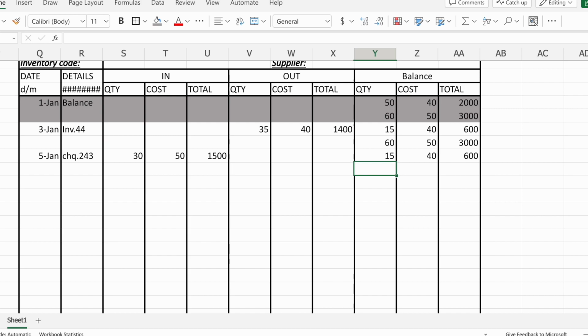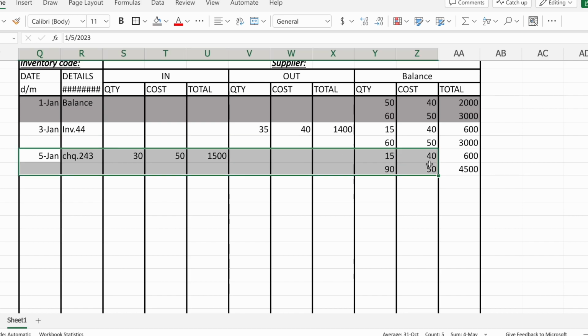But the $50 one, however, is impacted now because there's 30 more. 30 came into the business, so now there's 90 because it's 60 plus 30, right? 90 worth $50, and in total 4,500. We'll color code this as well.